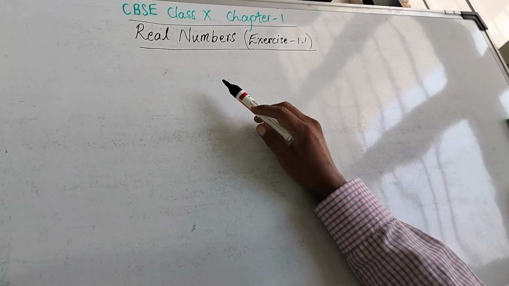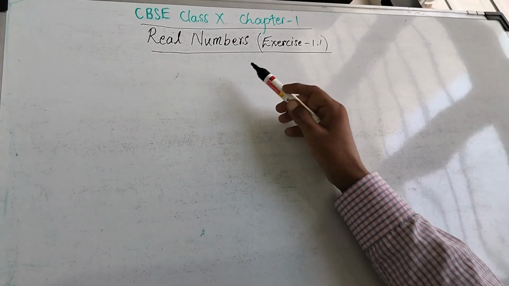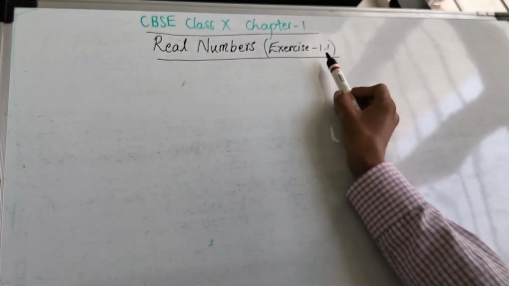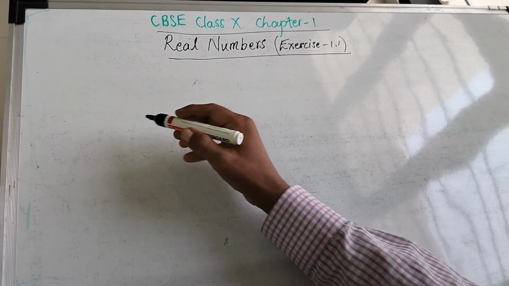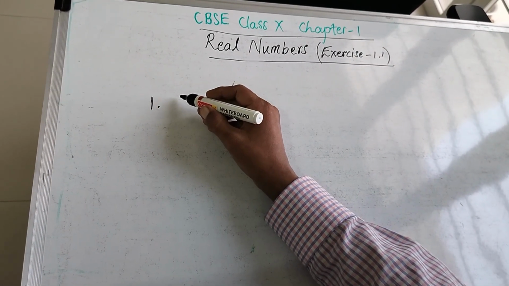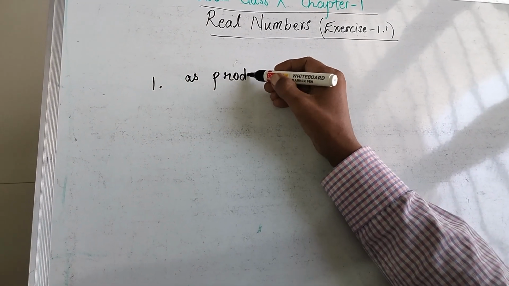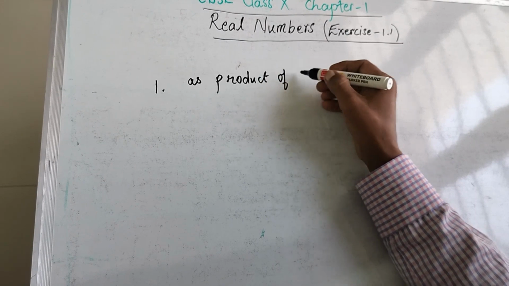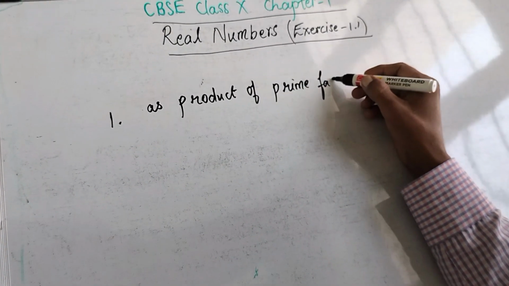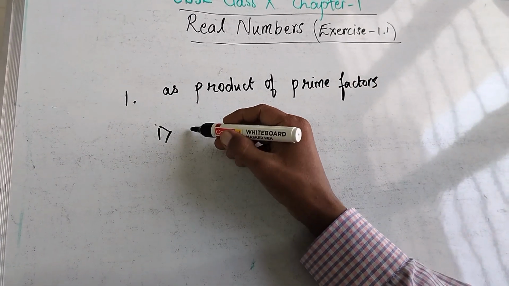In the last class, 10th CBSE chapter 1, we had seen the introduction of real numbers, and in this we are going to see exercise 1.1. The first question of our exercise 1.1 is: express each number as product of its prime factors. Product of prime factors. So in this question you can see the first number is 140.